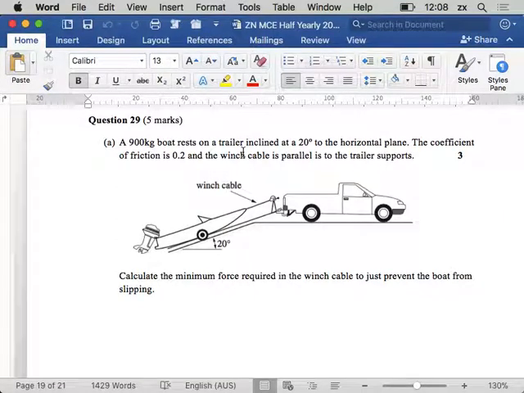Now, friction can either help you or hurt you. If friction's working with you, you minus, because you're going to do less work. If friction's working against you, which means you have to do more work, then you have to add. So that's how we're going to approach this.